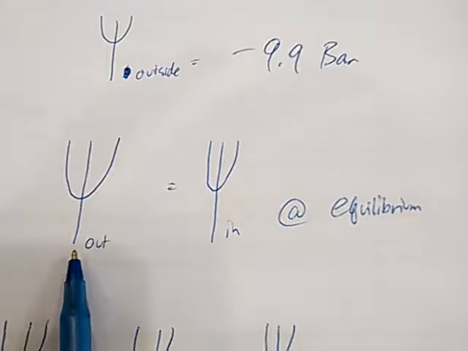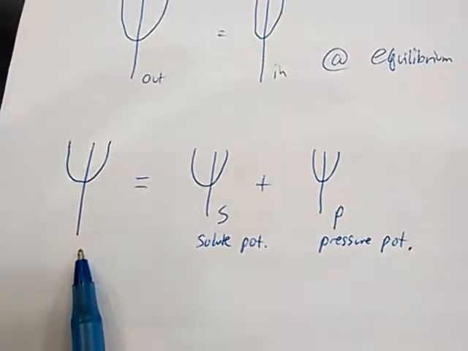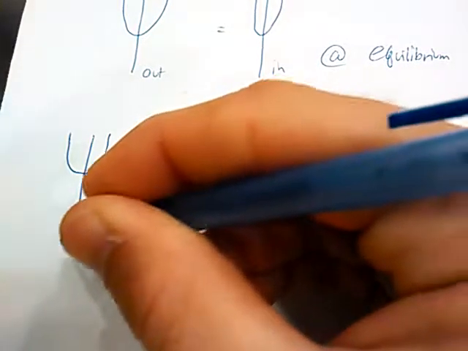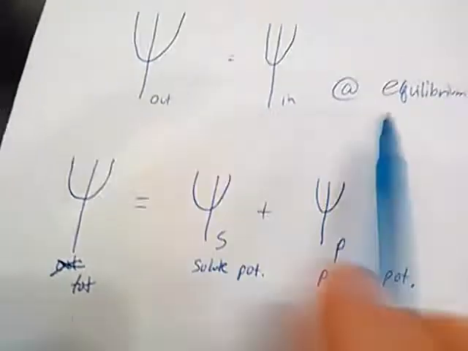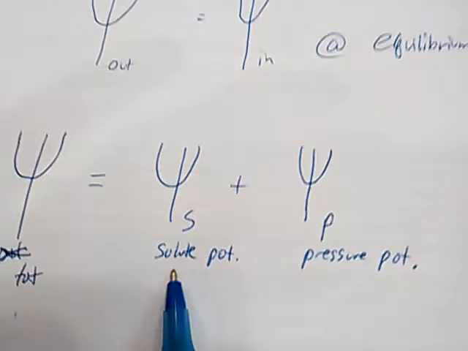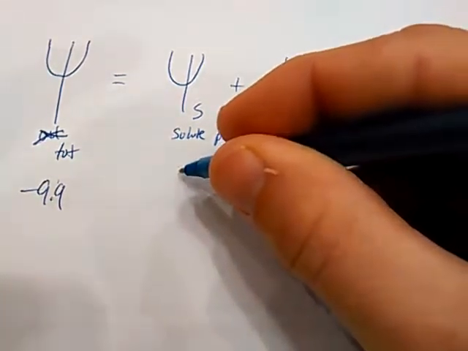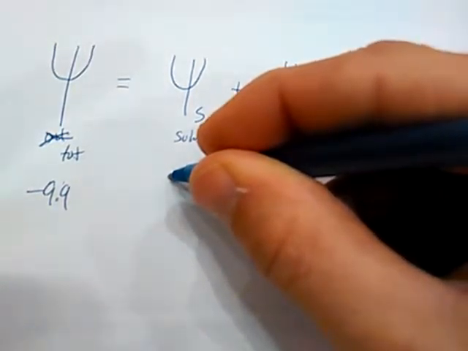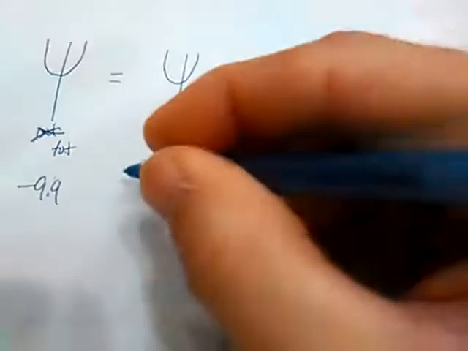So, oh, look at this. I have my logic. Water potential on the outside equals water potential inside at equilibrium. Therefore, the water potential, I could say the total, total inside is going to be the same as the outside. So the total water potential is the solute plus the pressure potential. In this case, negative 9.9 equals negative 19.8 plus 9.9. This value's got to be positive. This value's got to be negative. Those two work out. Okay.